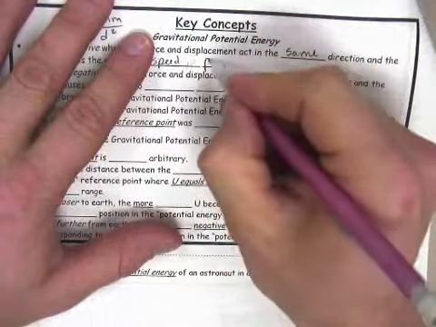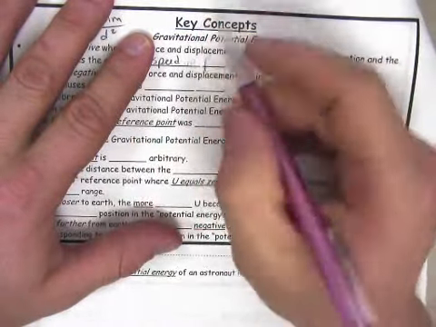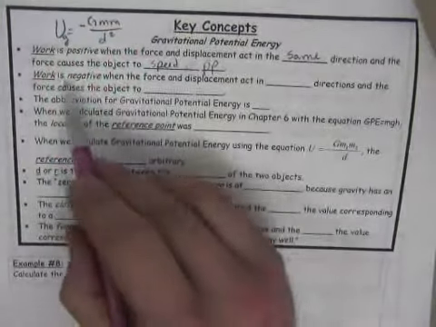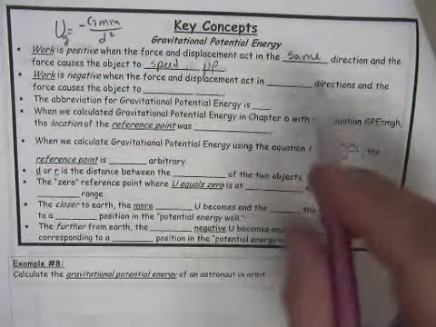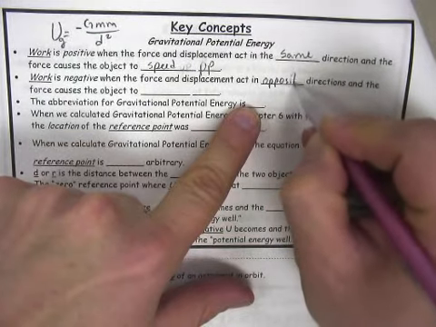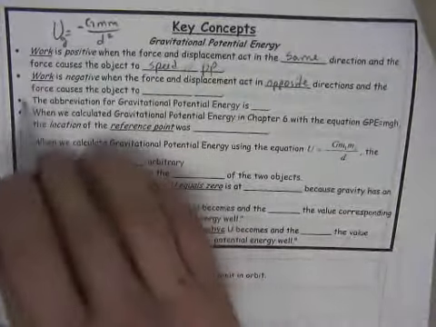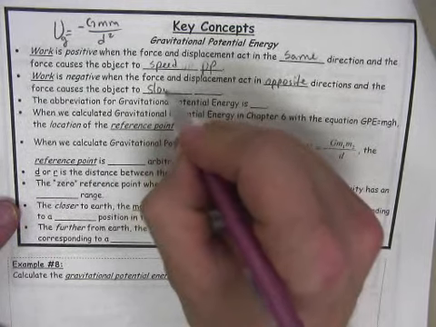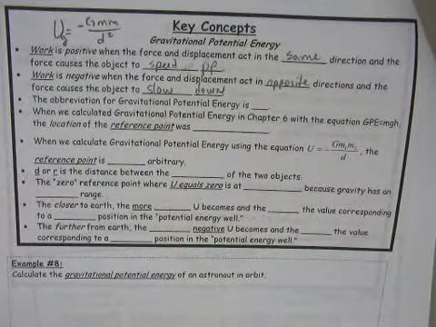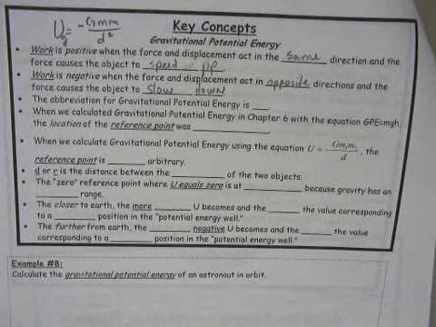So we've already talked about all of this information. See if I can get this in the correct blank there. So there's up. All right. Work is negative when the force and displacement act in not the same direction, but opposite directions, and the force causes the object to slow down. All right. Moving along.